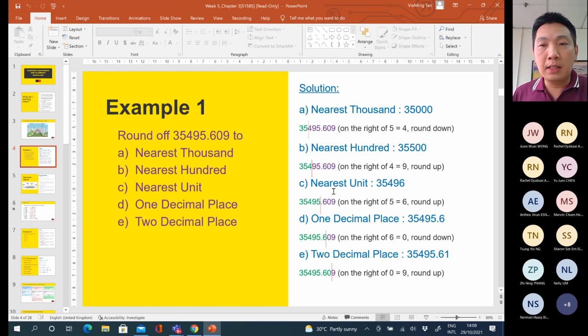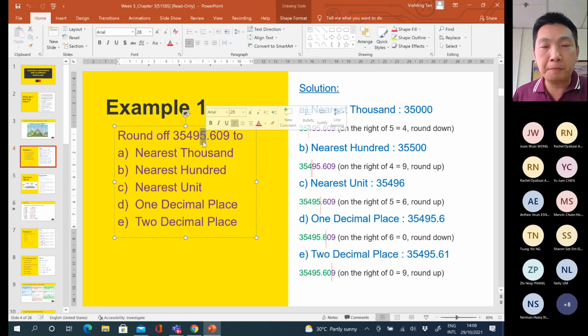Next example. C is the nearest unit level. The unit digit is this one, 5. Next to 5 is 6, which is greater than 5. As a result, we have to round up this number. That means this 5 we need to plus 1, which becomes 6. So the answer is 35496. How about the remaining numbers? We just put 0. So it's 0.000.